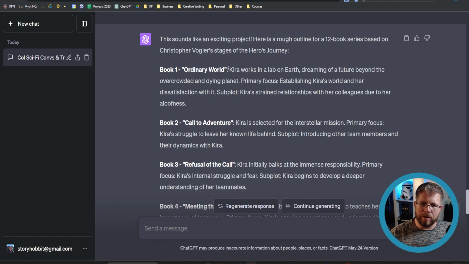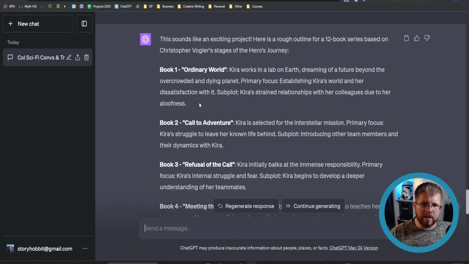The ordinary world. So book 1 is Kira works in a lab on Earth, dreaming of a future beyond the overcrowded and dying planet. Primary focus: establishing Kira's world and her dissatisfaction with it. That's fine, but that's the beginning of a book. That's not the whole book. And so we would want to maybe work with ChatGPT a little further or change the prompt a bit, because I don't think this works.